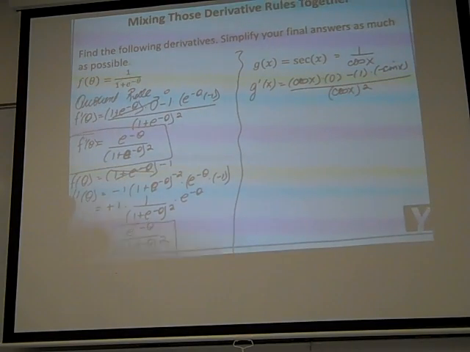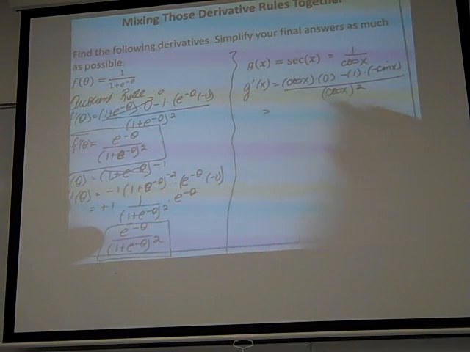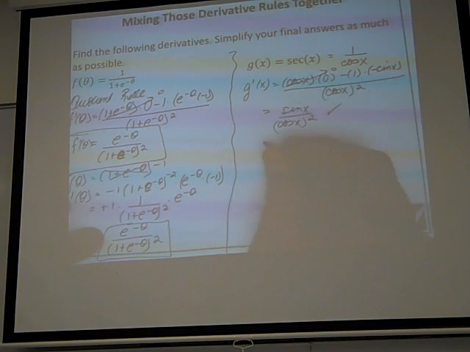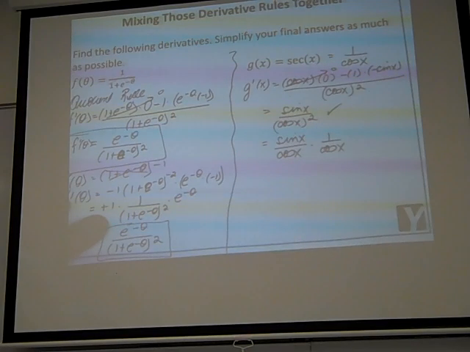Low d high minus high d low, over low low. Cosine of x times 0, that's 0. Negative 1 times negative sine is sine of x over cosine of x squared. Beautiful. Done. That's it. Or is that it? This would be a perfectly acceptable answer. But I want to uncover a nice little derivative rule here. I can also write this as sine of x over cosine times 1 over cosine. Take a moment to convince yourself that that's true.